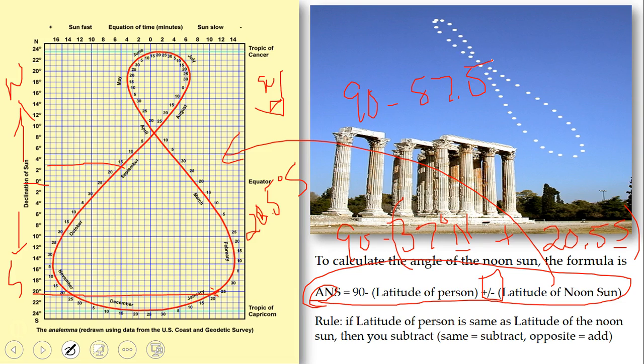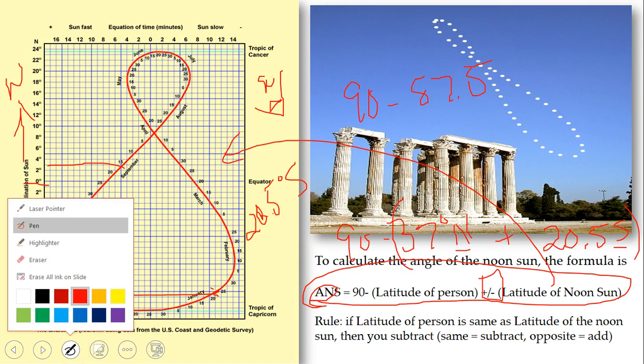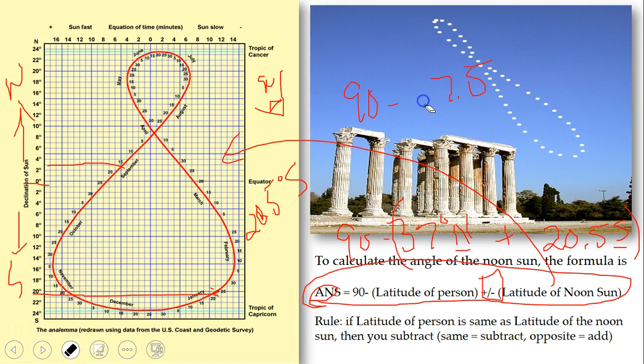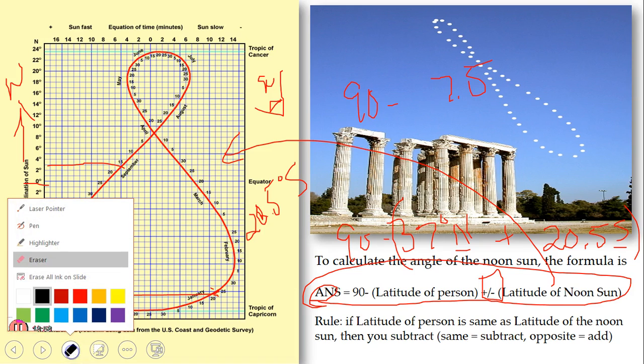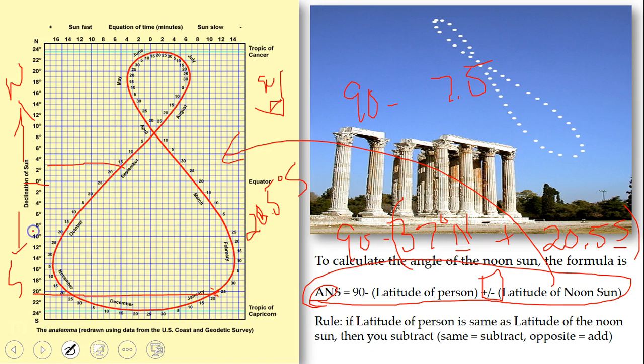Let me go ahead and erase this here real quick. Okay. 37 plus 20 is 57. Okay, that right there is 32.5 equals.